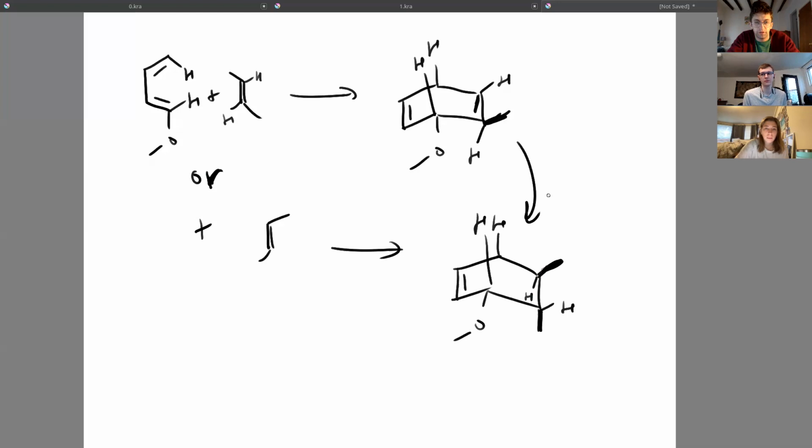The orientation of the methyl groups coming off of the alkenes. Yeah. Would they be enantiomers? I don't think they would be. I think they're actually diastereomers, I think. I think they are. It looks like it to me.